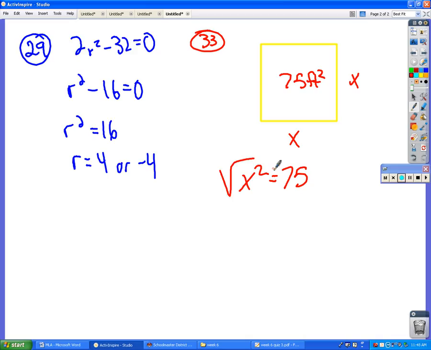Now, this is the first one where the answer does not come out to be a whole number, which is why in the directions it says, if necessary, round to the nearest tenth. So I'm going to get out my little calculator, take the square root of 75, and round it to the nearest tenth, which would be 8.7. Include your units, feet. Meters is for number 32.